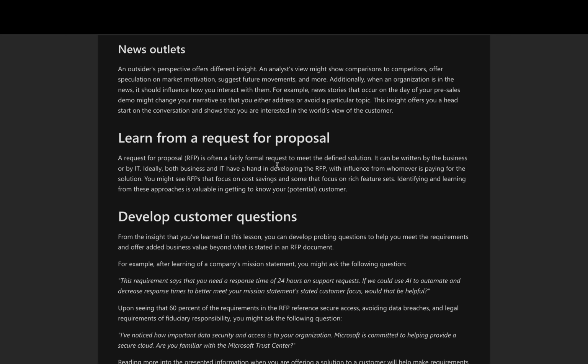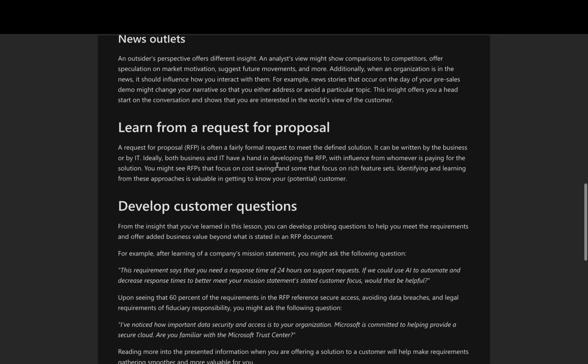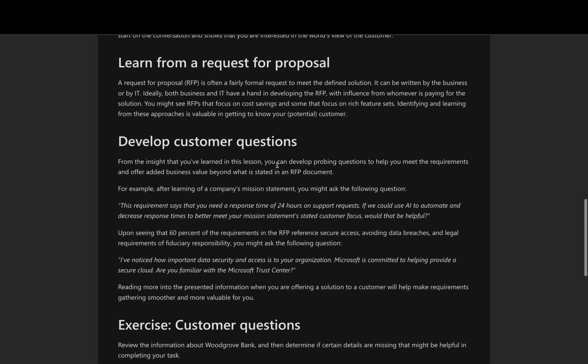For example, news stories that occur on the day of your pre-sales demo might change your narrative so that you either address or avoid a particular topic. This insight offers you a head start on the conversation and shows that you are interested in the world's view of the customer. Learn from a request for proposal.